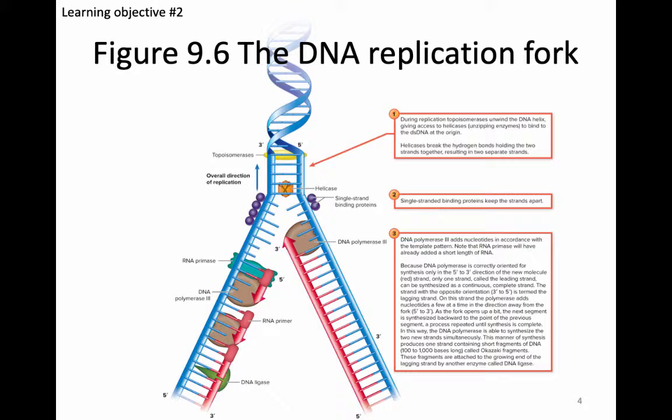So for this figure, I'd like you to be familiar with all of the enzymes listed on this figure, and each of the enzymes is going to end in an -ase. So we have topoisomerase, helicase, DNA polymerase 3, RNA primase, and DNA ligase. So you should be familiar with the functioning of those enzymes in DNA replication.